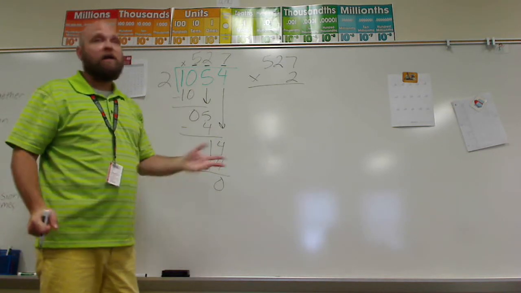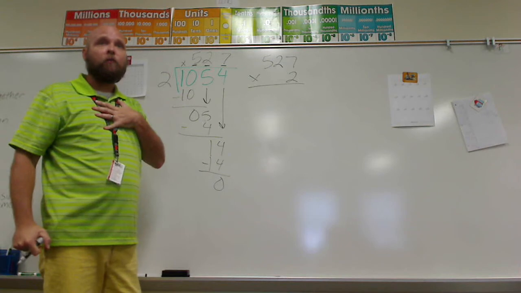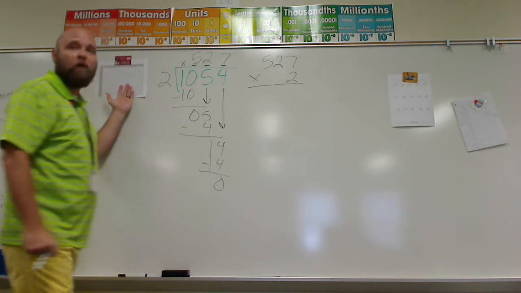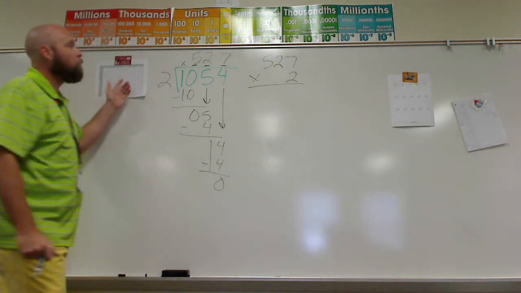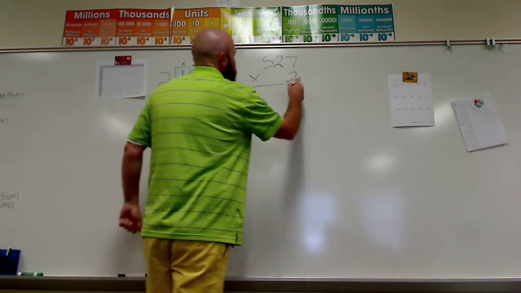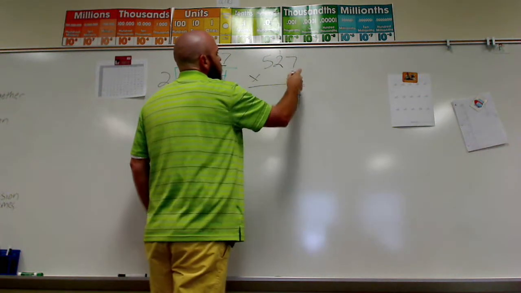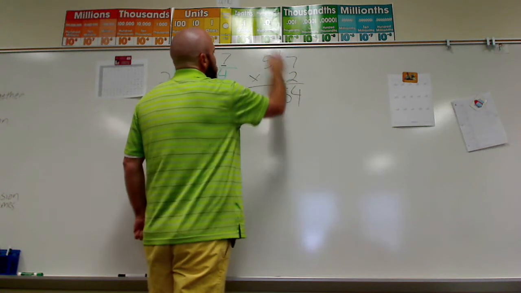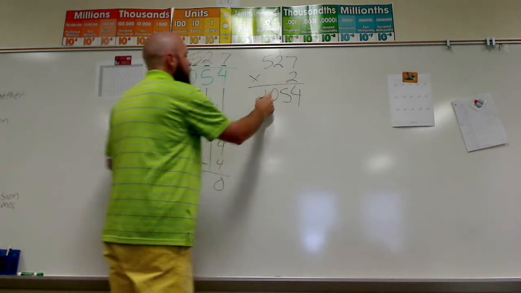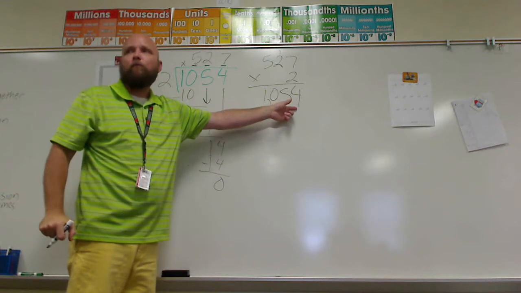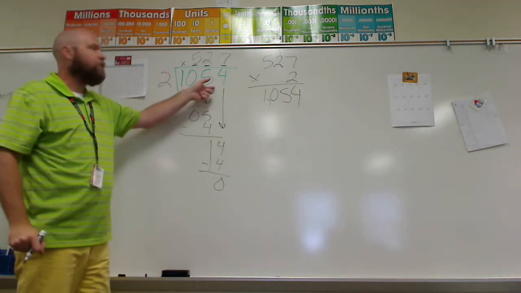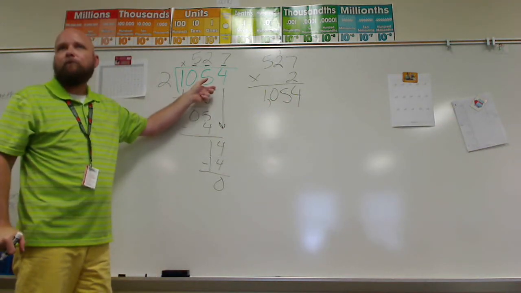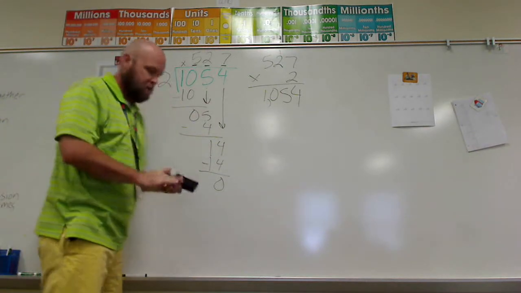So let's check again. If I don't know my multiplication tables, I can use the one provided, and I can multiply 2 times 7, which is 14. Put the 4 down, carry the 1. 2 times 2 is 4, plus the 1 is 5. 2 times 5 is 10. So I get an answer of 1,054 as my product. 1,054 was also my dividend. Okay, let's look at the next one.